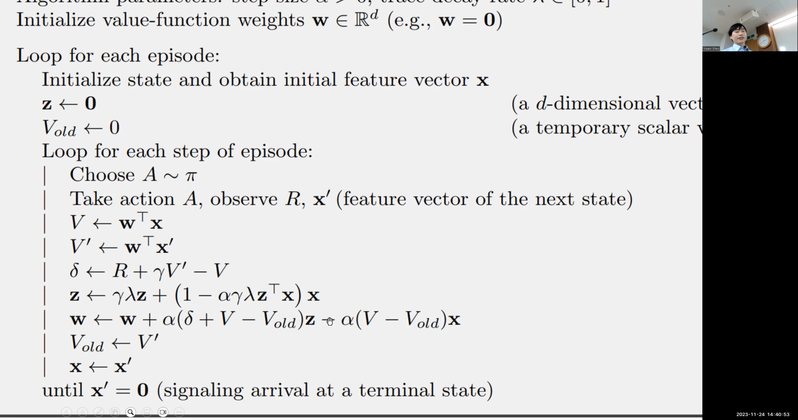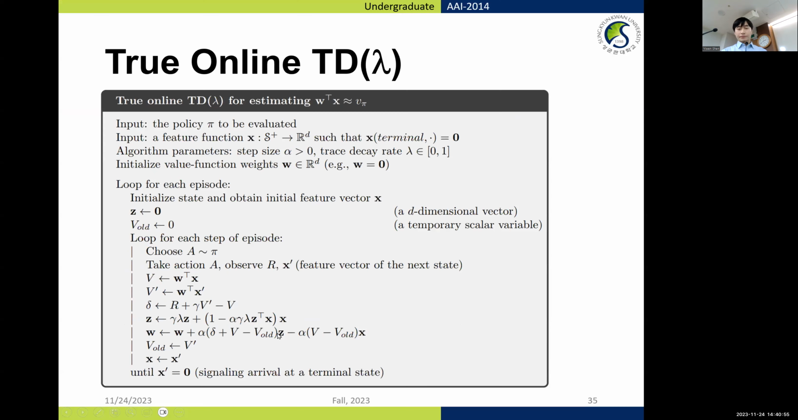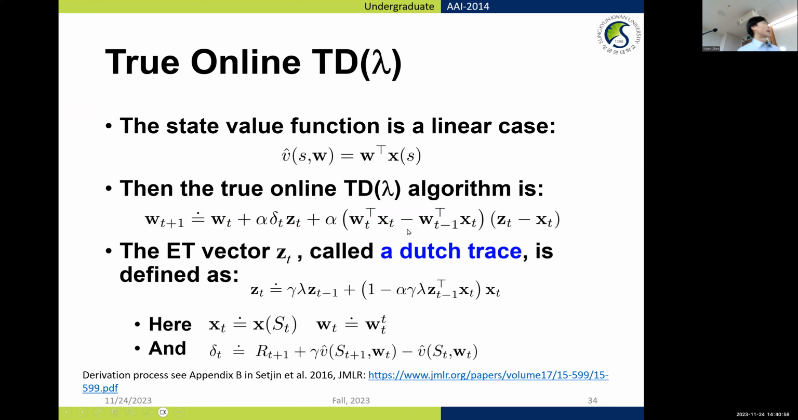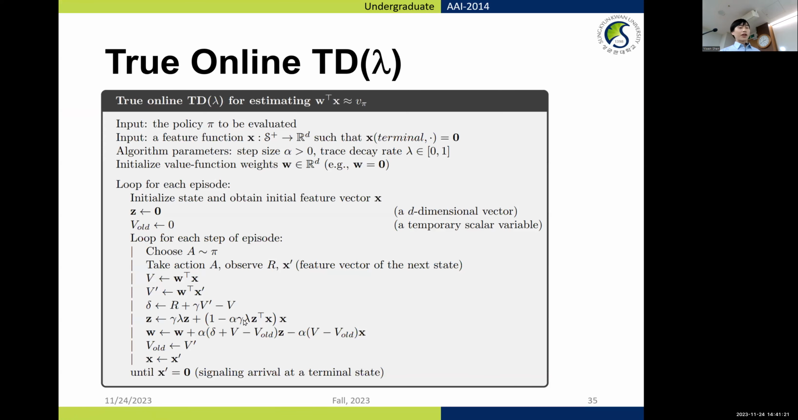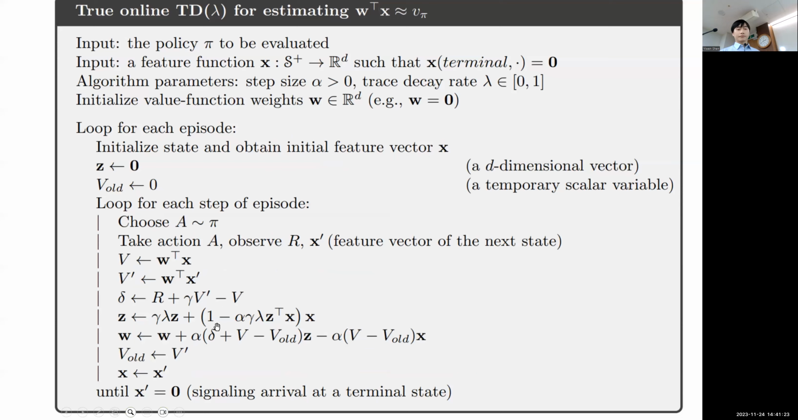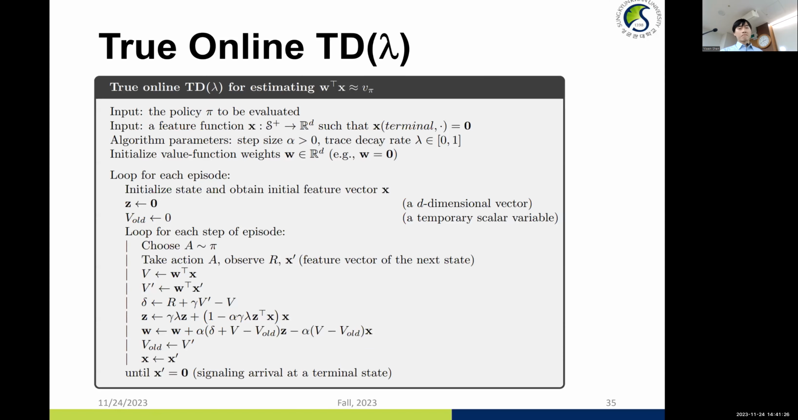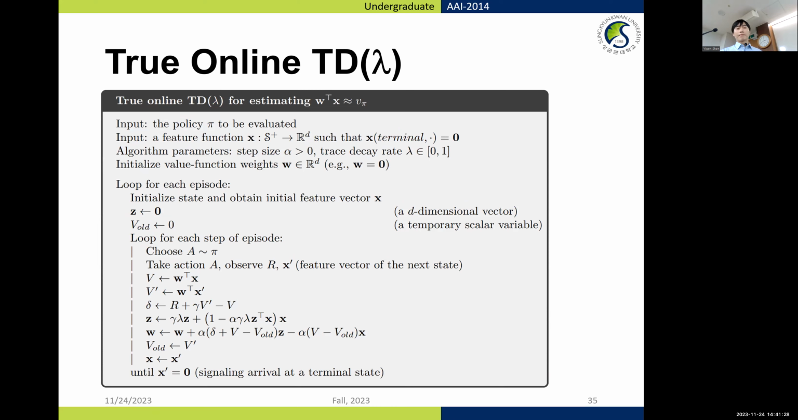If you look at the previous update, this is the v minus v old. So the previous state value and current state value, because this is the linear case. So actually, this is the state value, current state value minus old state value, and times this. So from the calculation point of view, actually, it's not that difficult. Okay, this is the true online TD lambda.